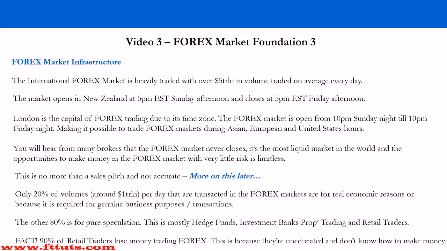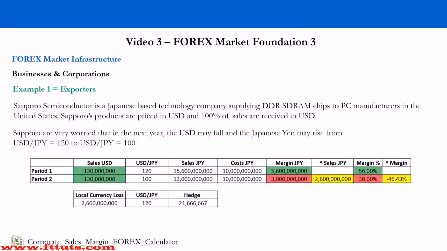So let's look at our first set of participants. Let's look at businesses and corporations, and essentially they break down into two entities: exporters and importers. We've got a few case studies here to help you understand how this all works. The first one is with exporters.